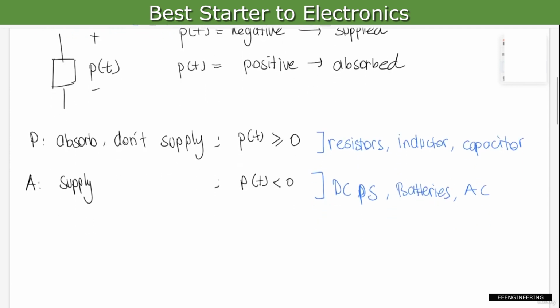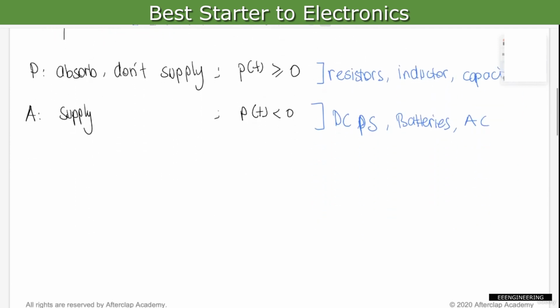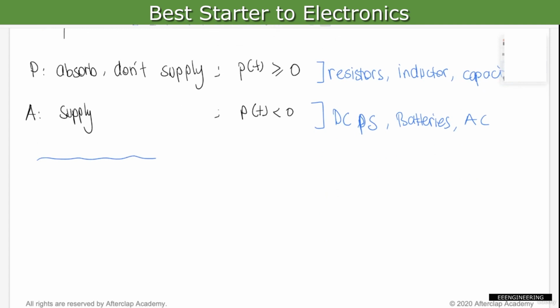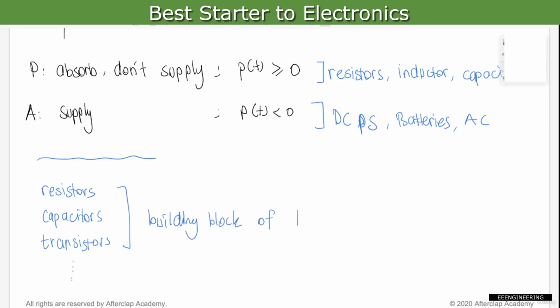Other than that, I want to inform you about discrete and integrated circuits. Let me draw a line here. Throughout this course, we will be investigating circuits with discrete components. So what are those? Resistors, also capacitors, inductors, transistors. These are all discrete components, etc. They're the building blocks of ICs. And I think nearly all of you know what IC stands for. It is integrated circuit.